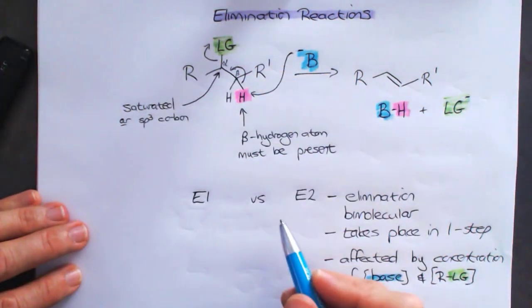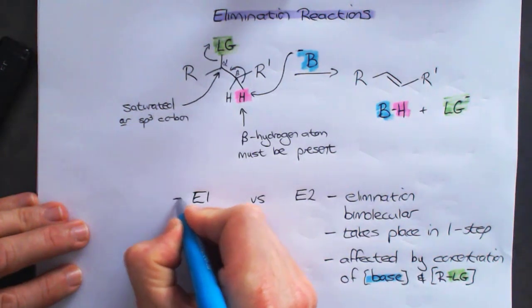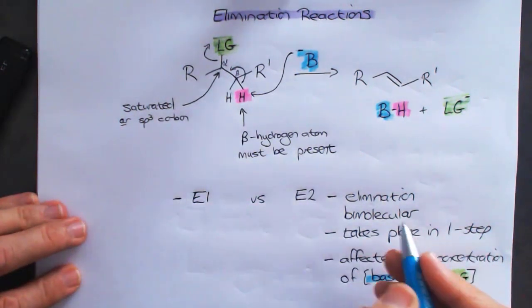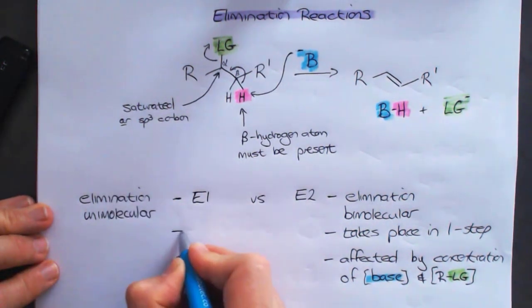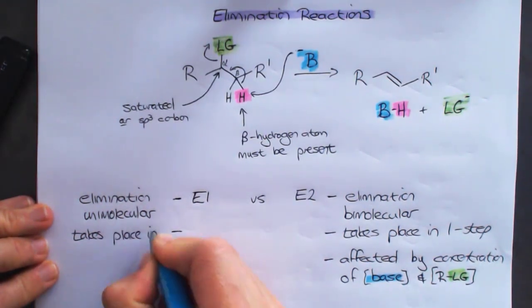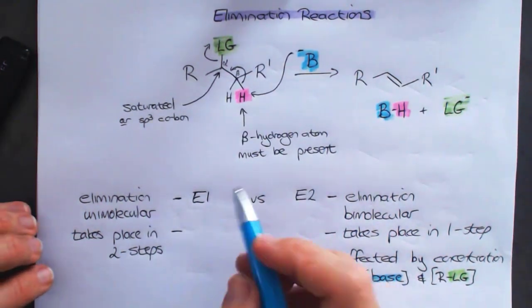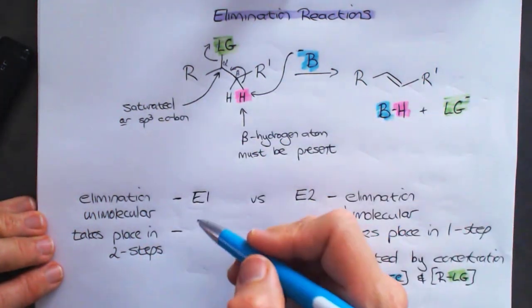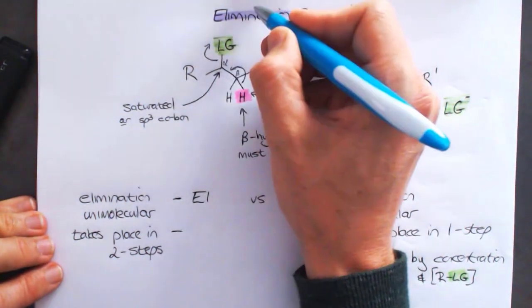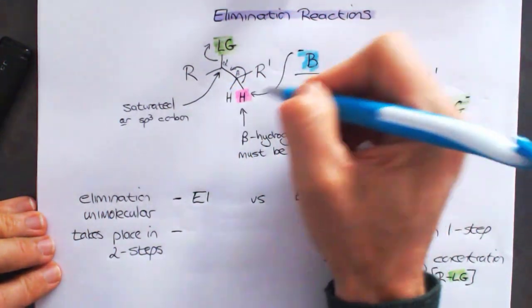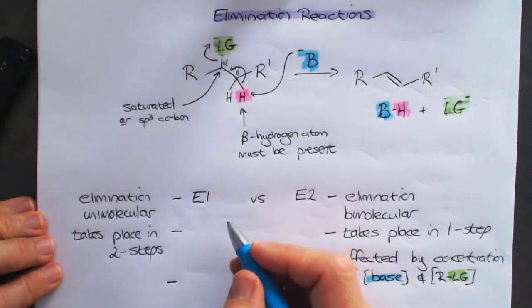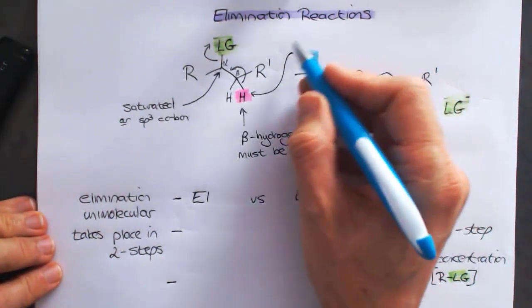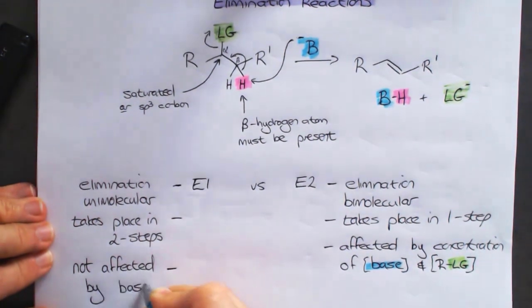An E1 mechanism I haven't shown you over here yet, but this one is the opposite, just like an SN1 reaction. So we'll call this an elimination unimolecular. And the key feature here is that it takes place in two steps. The two-step is just like an SN1 reaction, and that is that the leaving group needs to leave first, and we get a carbocation, and then the base comes in, and we form the double bond. I'll draw that out now. But the other thing is connected to the kinetics. Why we know that is that this reaction is not affected at all by the concentration of the base.